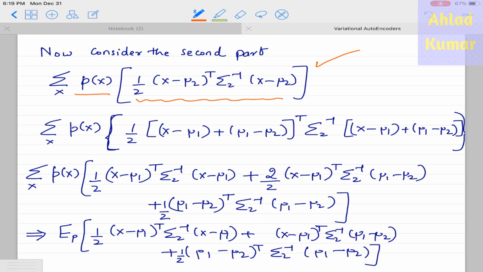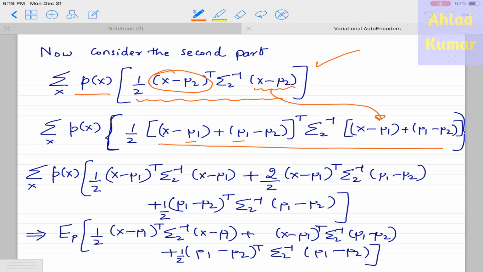So once this is written, we are applying a trick over here: we are adding and subtracting mu1 in this argument, and similarly doing the same for this argument, repeating it over here. Once this is done, we expand this expression. Let us say x minus mu1 is represented by A and mu1 minus mu2 is represented by B. So it is (A plus B) transpose sigma 2 inverse (A plus B).